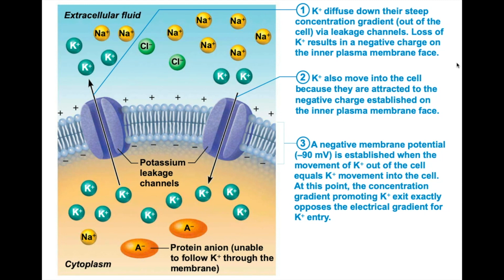And then a negative membrane potential of around negative 90 millivolts is established with the movement of potassium out of the cell. And when that's equal to the potassium entering and exiting our cell, that establishes our membrane potential. So at that point, the concentration gradient promoting our potassium to exit is exactly the opposite of the electrical gradient for the potassium entry. So the push and pull are equal in that situation.